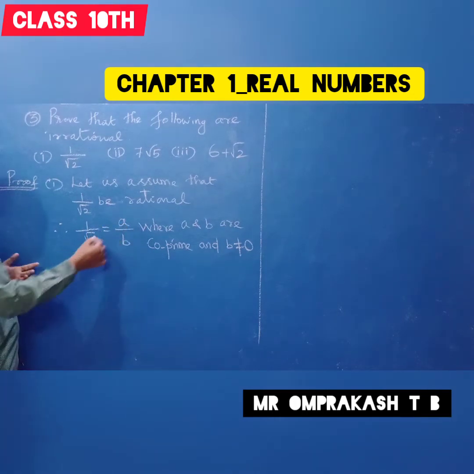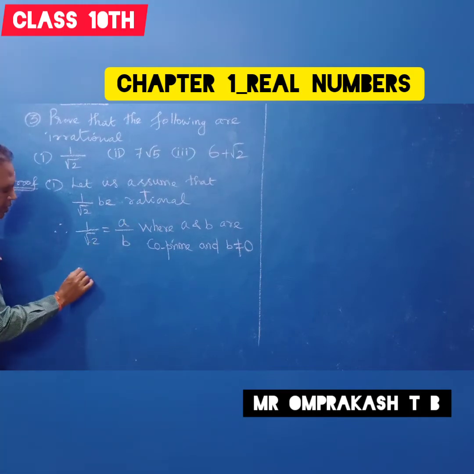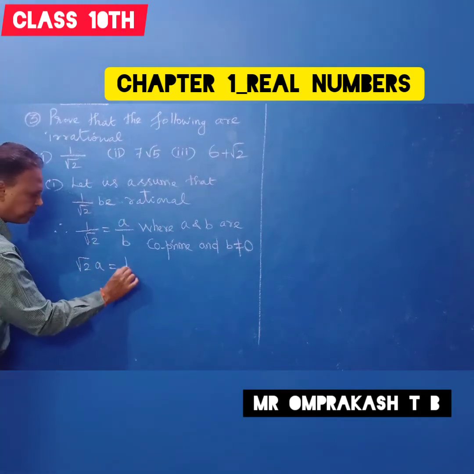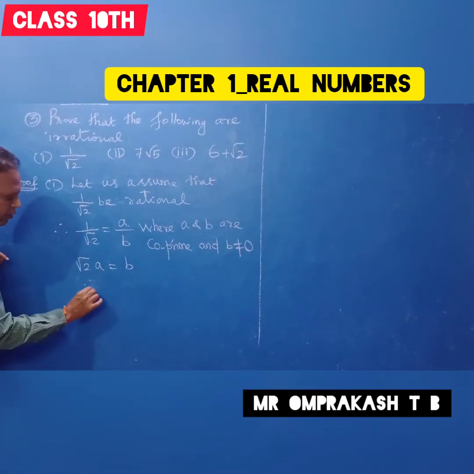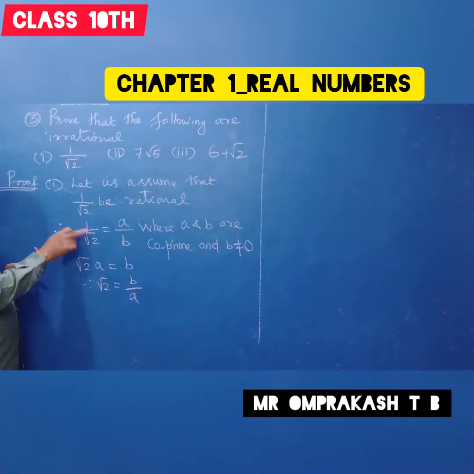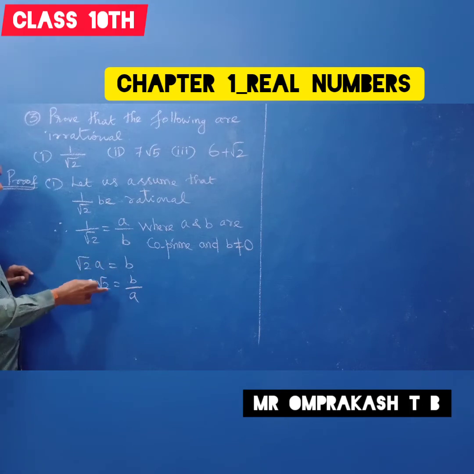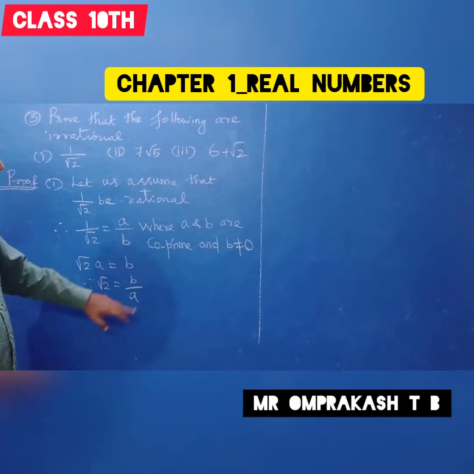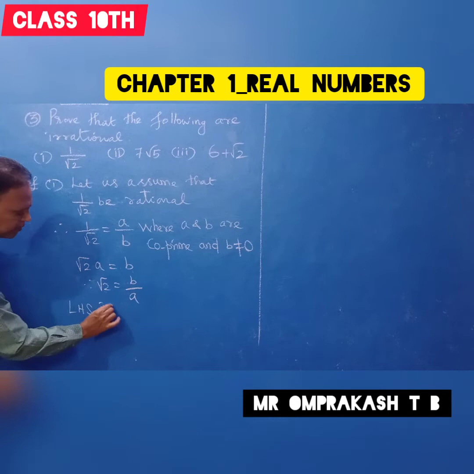Therefore, now what you have to do? Cross multiply. What will happen? This side you multiply, root 2 a equal to b. Right. Therefore, keep root 2 on this side and bring b to this side. Therefore, root 2 equal to b by a. Or you can take the reciprocal on both sides. We need an irrational number. So root 2 equal to b by a. Clear? Or cross multiply and do it like this. So root 2 equal to b by a. So what is happening? Left hand side is irrational.